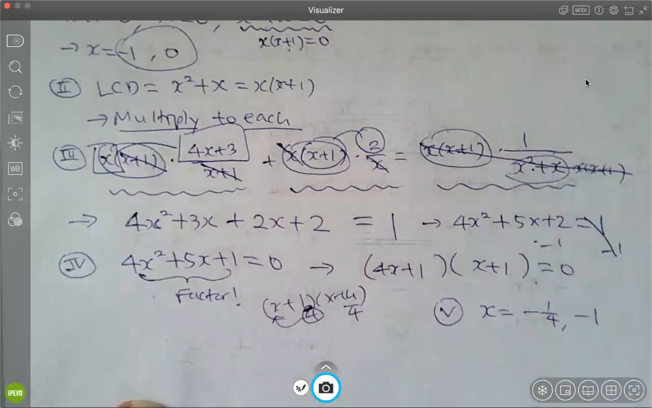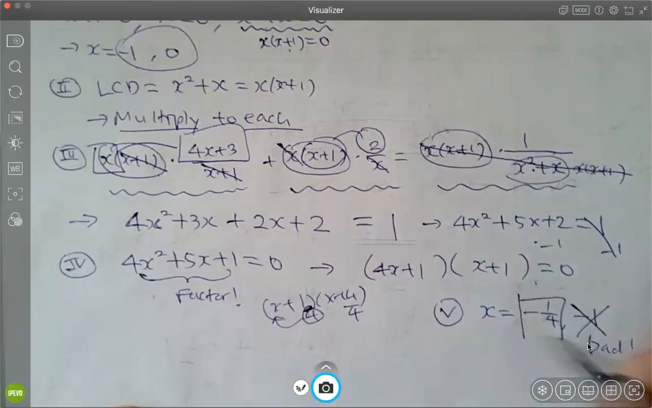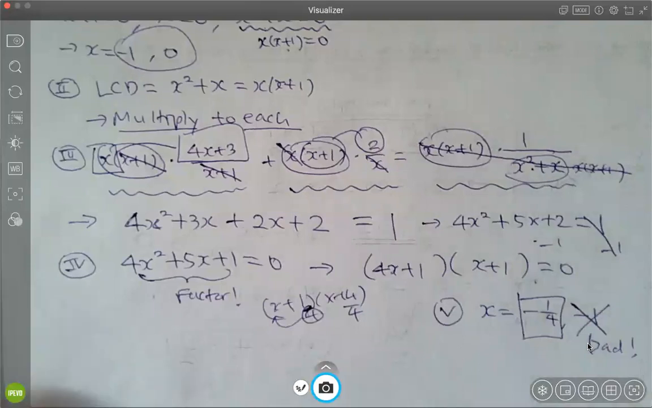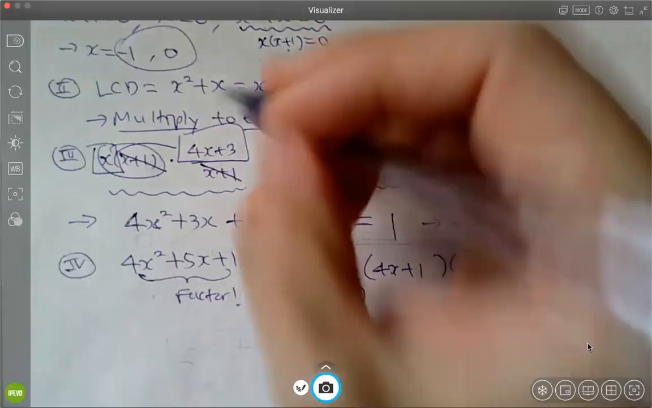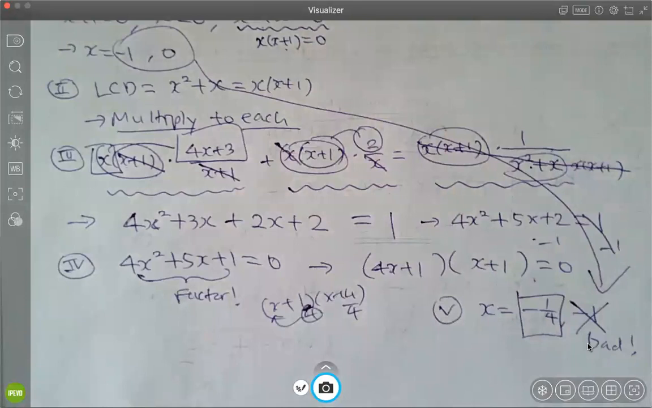Now, do both numbers work, or one of them works, or none of them works? Negative 1/4 works. What about negative 1? No, it's a bad value. Right, this one is the bad value. So only negative 1/4 is the answer. Yes. Okay, so that's why you always have to compare with your bad values after you get the values of x. Okay?